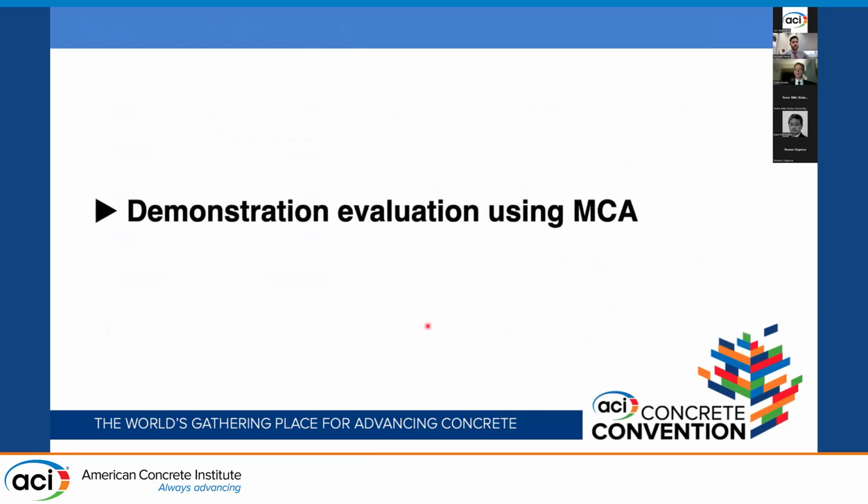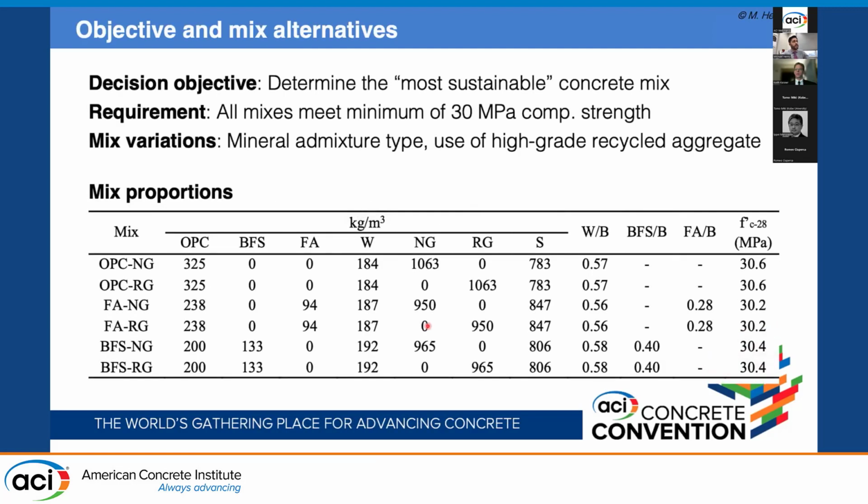Okay, so these then are just the individual steps of the multi-criteria analysis. In order to make this a little bit clearer and to see how we can apply multi-criteria analysis to sustainable decision-making for concrete, I'm going to share a demonstration evaluation applying MCA. In this demonstration evaluation, our decision objective is to determine the most sustainable concrete mix.